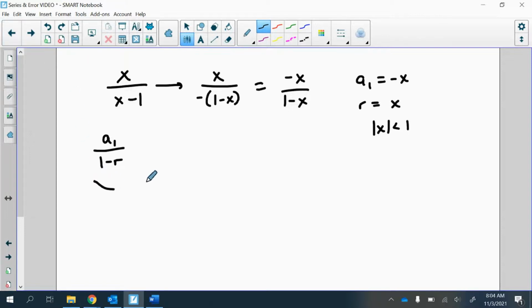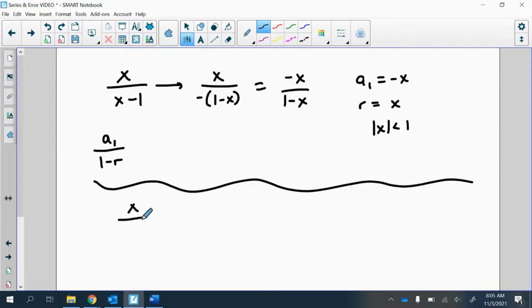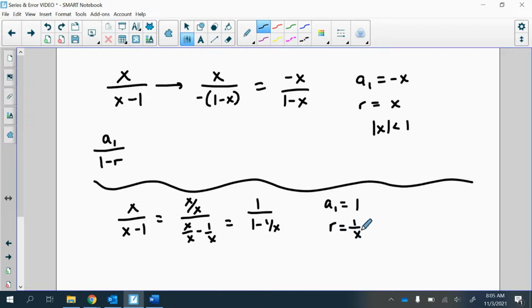Now I can also rewrite x over x minus 1 in another way. I can divide everything by x. So I can rewrite this as 1 over 1 minus 1 over x. In that case, my a sub 1 would be 1, and my r would be 1 over x. And so if I'm looking for the interval of convergence, that would be where the absolute value of 1 over x is less than 1.